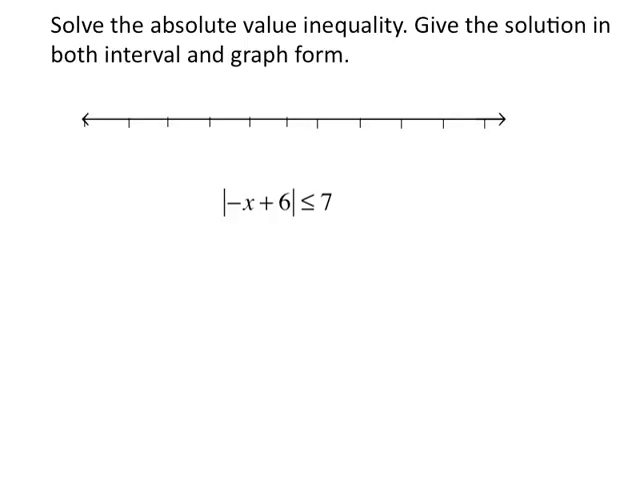Solve the absolute value inequality. Give the solution in both interval and graph form. To begin to understand this problem, we need to know what it's asking us. So it's telling us I want to find all the numbers that are less than 7 units away from 0.